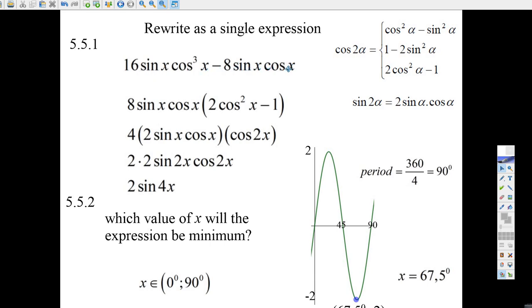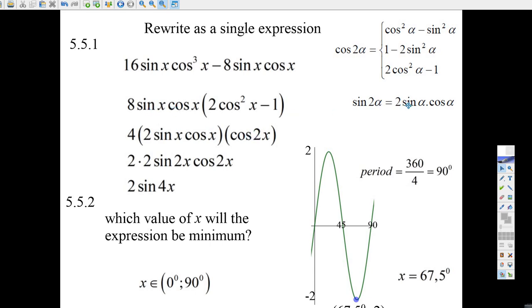I see 8 sine x cos x. 8 goes into 16, and there's a sine x and a cos x here. So factor it out. 8 sine x cos x times 2 cos squared x gives me the 16 cos squared x, times minus 1 gives me this part. Holy cow, the 2 cos squared x minus 1, I'm looking at it. It equals the cosine of the double angle. So there it is, cos 2x. That makes me feel good. I must be getting close to the answer.